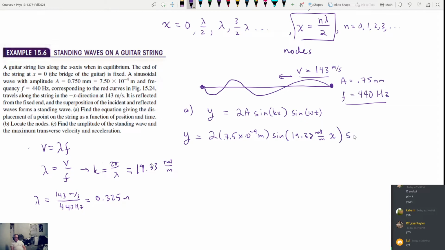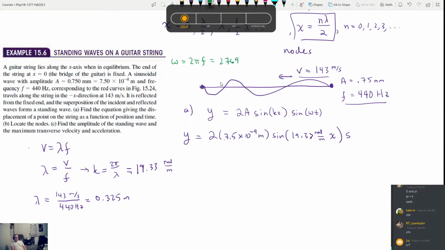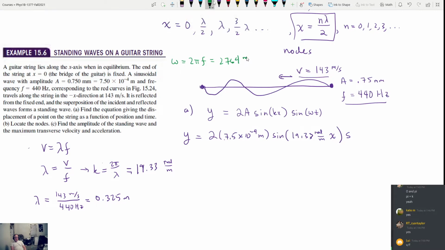And then sine of omega. Well, omega we can figure out as well, because if we have the frequency of 440 hertz, then omega is 2 pi times the frequency, which will be 440 times 2 pi. So 440 times pi times 2 is 2764.4 rad per s, radians per second. So in our equation here then, the sine of omega t is going to be the sine of 2764 radians per second times t.